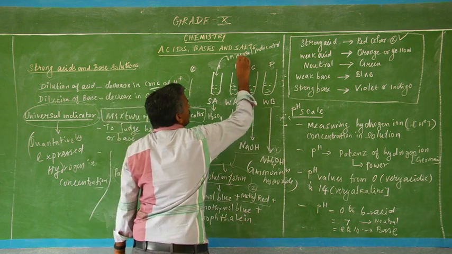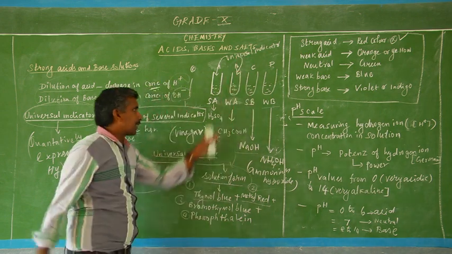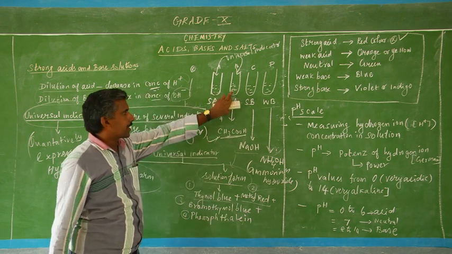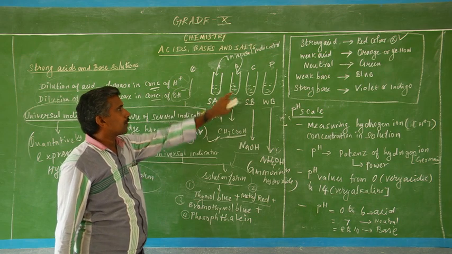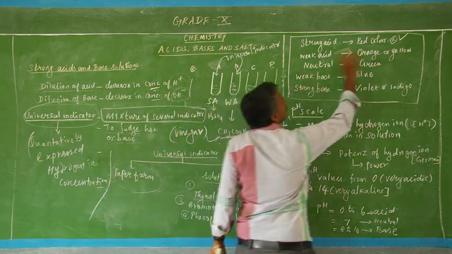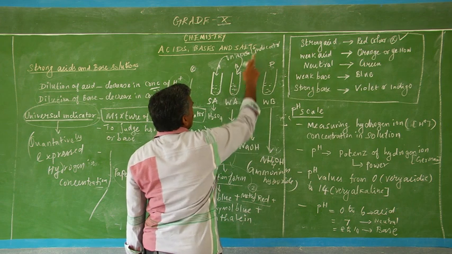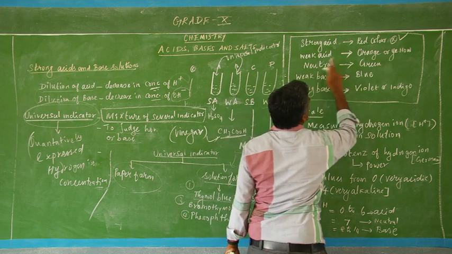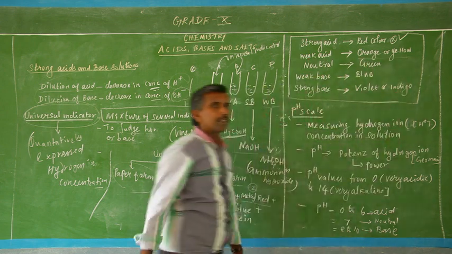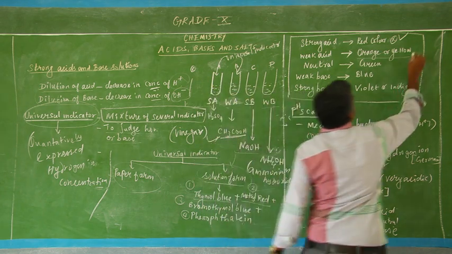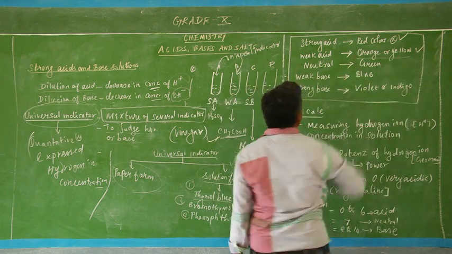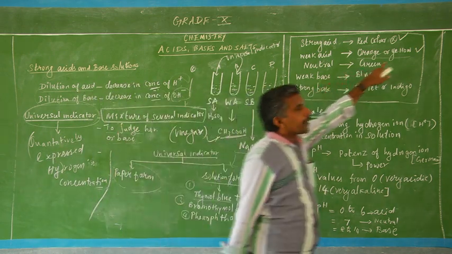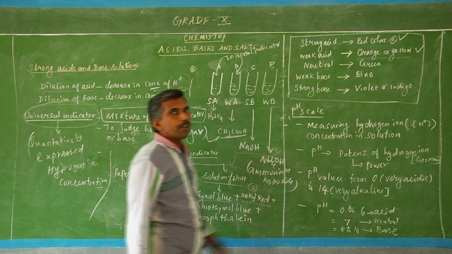Second, you add the universal indicator to test tube B, containing the weak acid, acetic acid. The weak acid is colorless. You add the universal indicator, and the color changes to orange or yellow. This orange or yellow color formation indicates a weak acid.